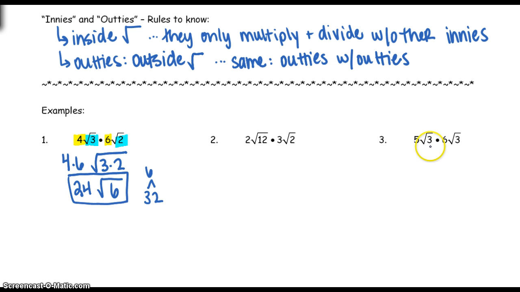Let's skip over to 3. On number 3 again, we have outies here, and we have innies right here. So we would do the 5 times 6 for our outies, and we would do 3 times 3 for our innies. Just like that. So this is going to be 30 square root 9. But don't you know what the square root of 9 is? You can also break it up. It's 3. So this is just 30 times 3, and you have 90. So notice that the radical went away because the square root of 9 is 3.